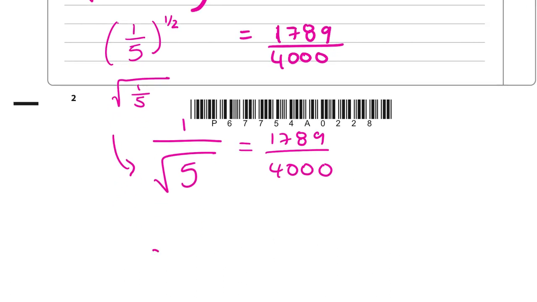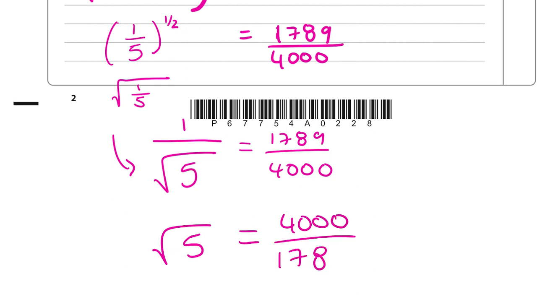So what does root 5 equal? Yeah, but 4,000 over 1789. It's really simple. You can just do cross multiplication if you want. If 1 over root 5 equals this, what does root 5 equal? Okay? It's a reciprocal, isn't it? Yeah? So please don't get caught out by that.